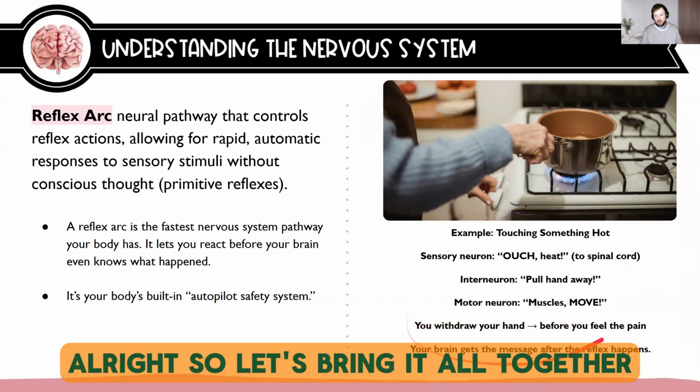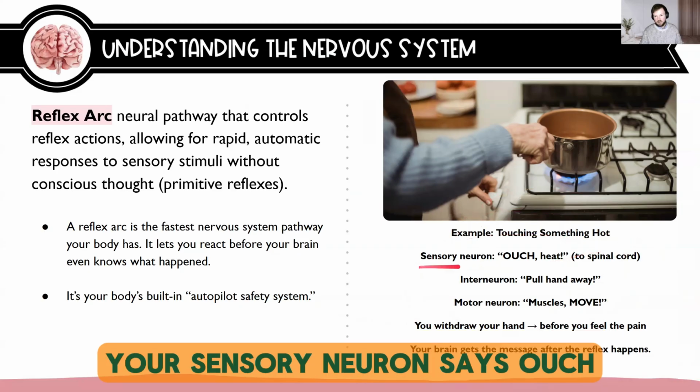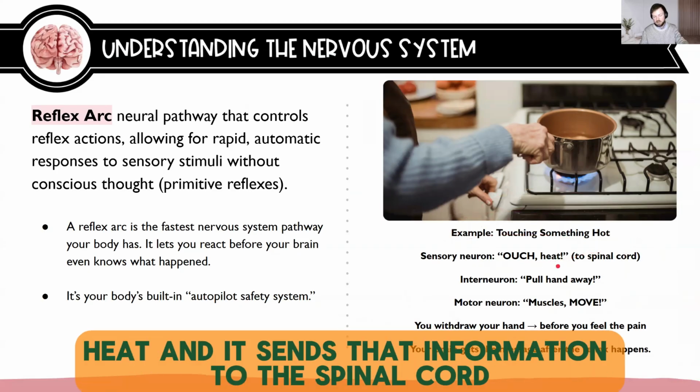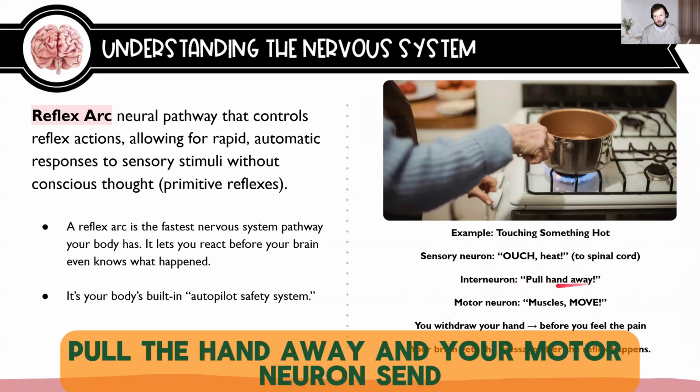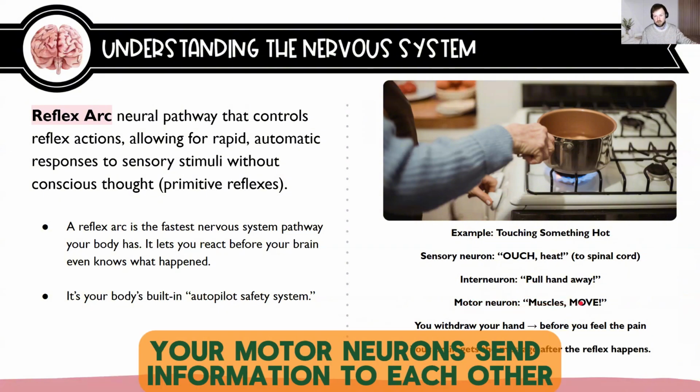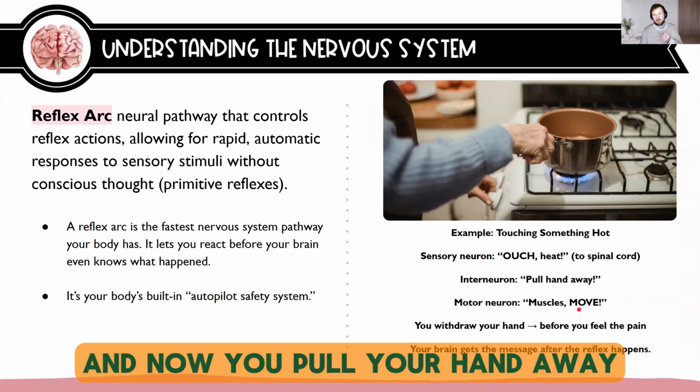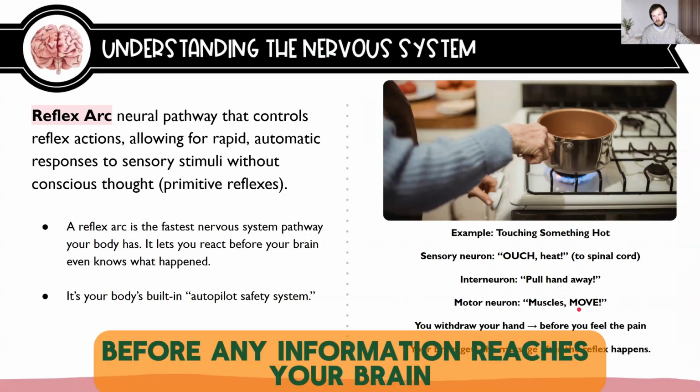So let's bring it all together. Here's all the neurons. You touch something hot. Your sensory neuron says, ouch, heat, and it sends that information to the spinal cord. Your interneuron is interpreting this information, and it's telling the motor neuron, hey, pull the hand away. And your motor neurons send information to each other and say, muscles move. And now you pull your hand away. All this happens before any information reaches your brain.